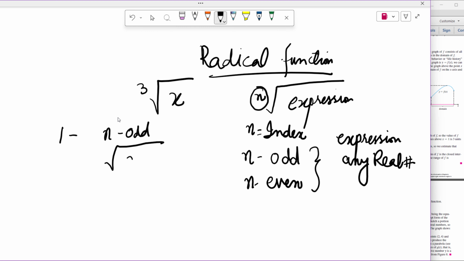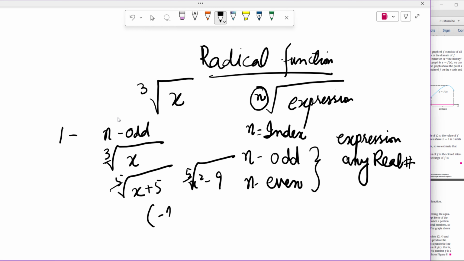Let's say I have the expression x to the power 3, or the expression x plus 5 to the power 5, or the expression x squared minus 9 to the power 5, or it can be any power. In all these three examples, the exponent or the index is an odd number. So for such a radical function, if the index is an odd number, the domain is always the real numbers, minus infinity to plus infinity, or we can say all real numbers.